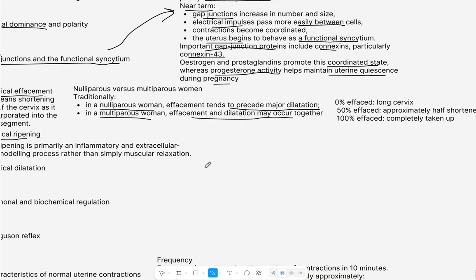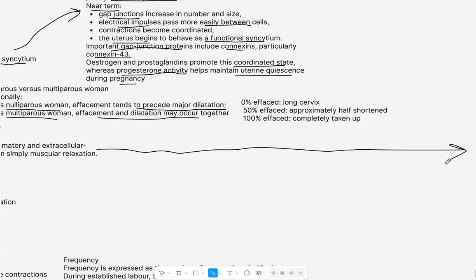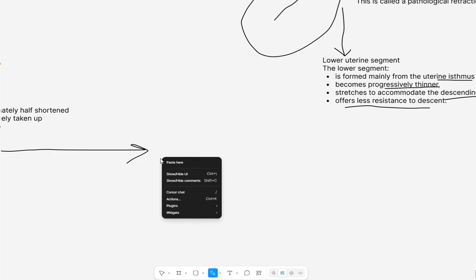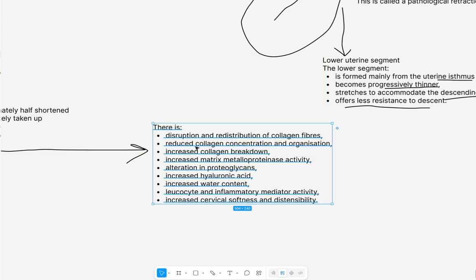There are some changes that we're going to study that happen here. Let's see what those are. There is disruption and redistribution of collagen fibers, and then reduced collagen concentration and organization. There's increased collagen breakdown, increased matrix metalloproteinase activity, and an alteration in proteoglycans. There's increased hyaluronic acid, increased water content, leukocyte and inflammatory mediator activity, and also increased softness and distensibility. All of these lead to cervical ripening.